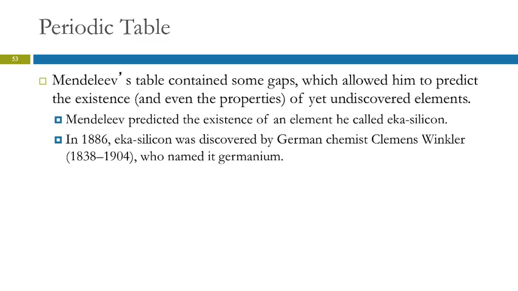One of the ones he predicted was one that he called ecosilicon. Eka is just a prefix that means below. So this is the element that was supposed to be below silicon. It hadn't been discovered yet. In 1886, Clemens Winkler discovered it, and he named it germanium because he was German, so he named it after his country.